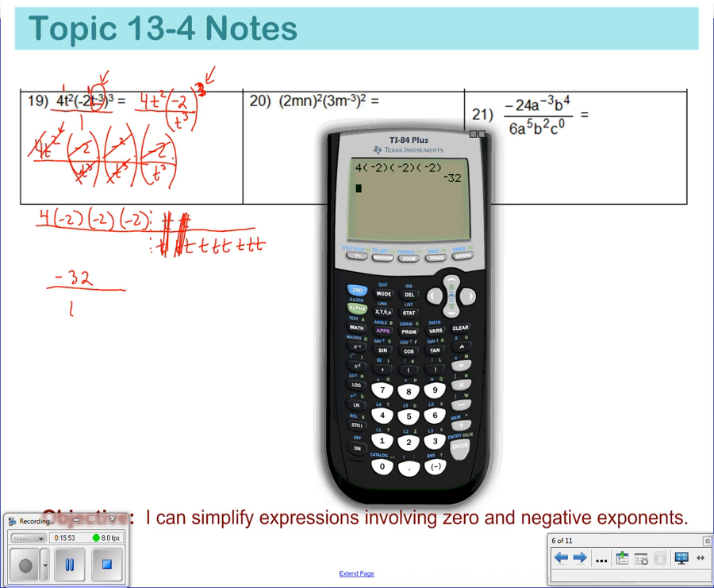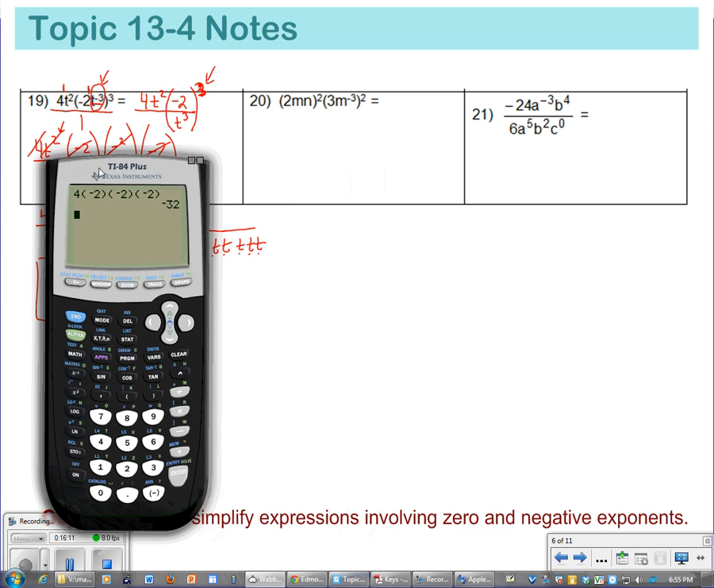On bottom, I have t's. And now we're going to work backwards from the stamping. So we got 1, 2, 3, 4, 5, 6, 7 t's. So this is t to the 7th power. So my final answer is negative 2 over t to the 7th power.